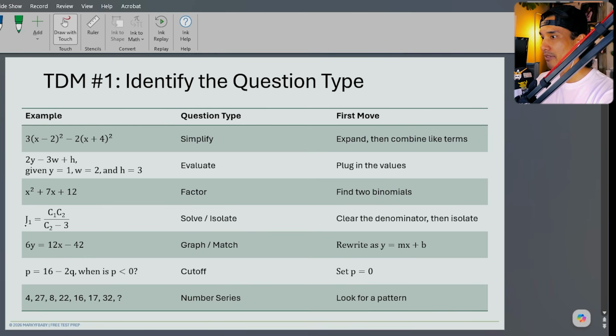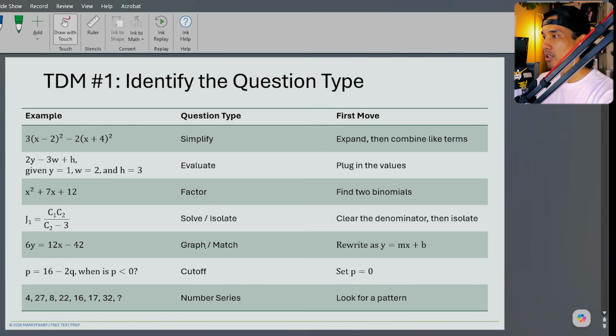Solve isolate given this. So let's say I want to isolate C1. The first thing I'm going to do is clear the denominator down below. And in order to do that, I just need to multiply by C2 minus 3 to both sides, clearing the denominator. I'm not going to solve further.